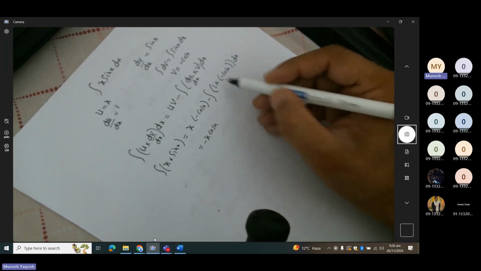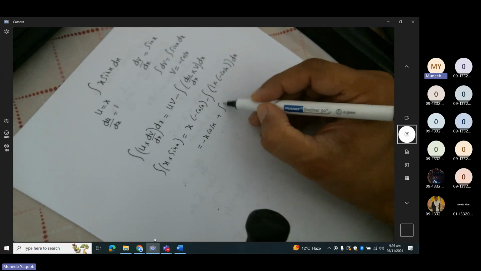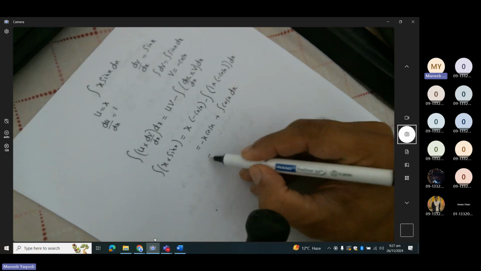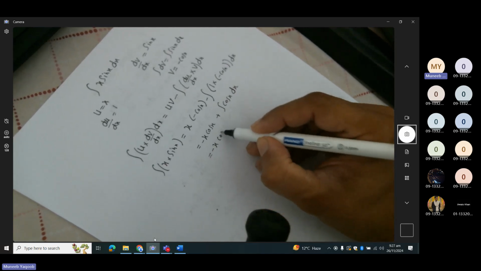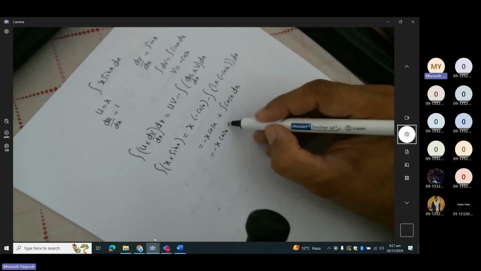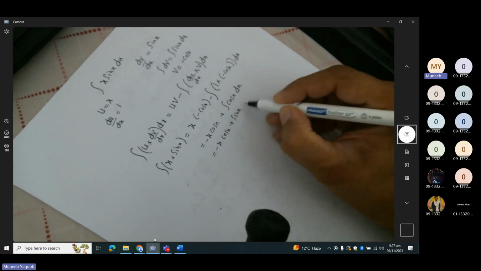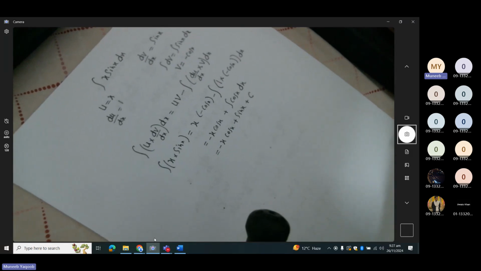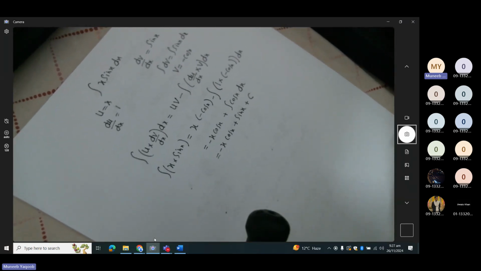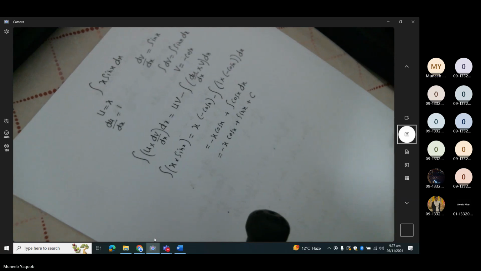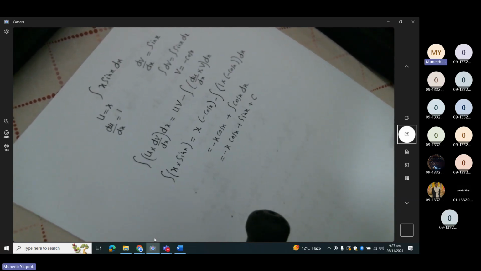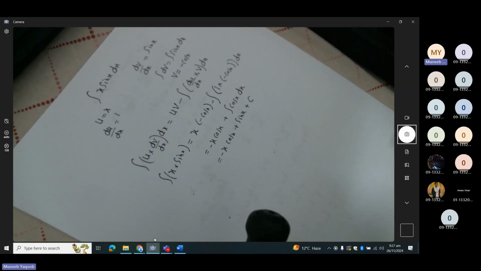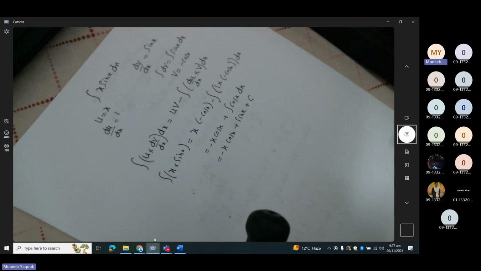and this minus with this minus will become plus integral of cos x dx. So again, minus x cos x. Now the integral of cos x is sin x plus constant of integration. I think this question was given in your midterm exam as well. So you can see that it is a very simple question, and we can easily use integration by parts to solve this integral.